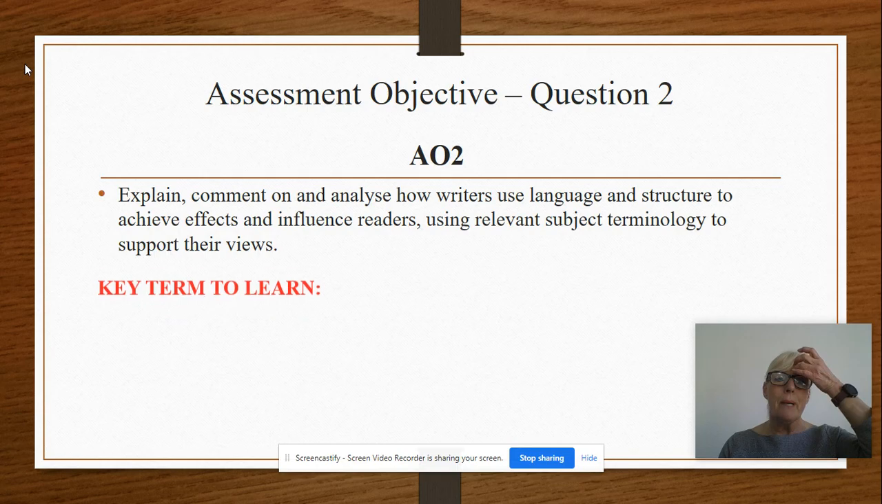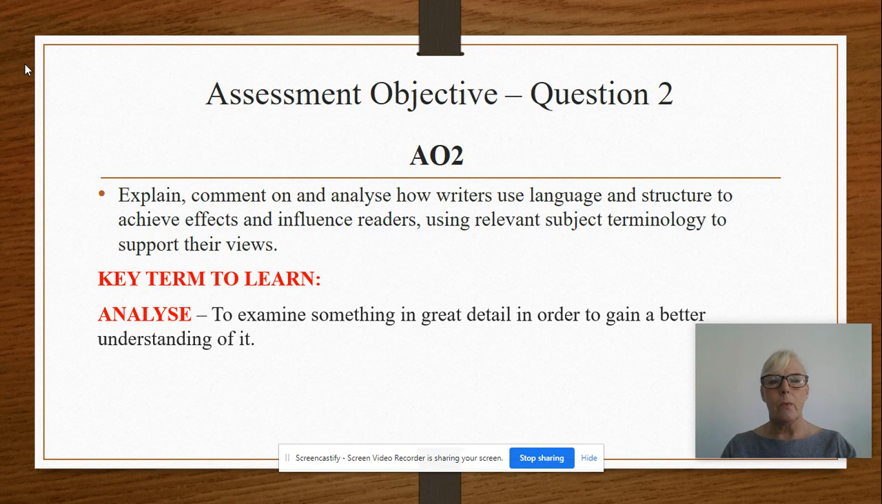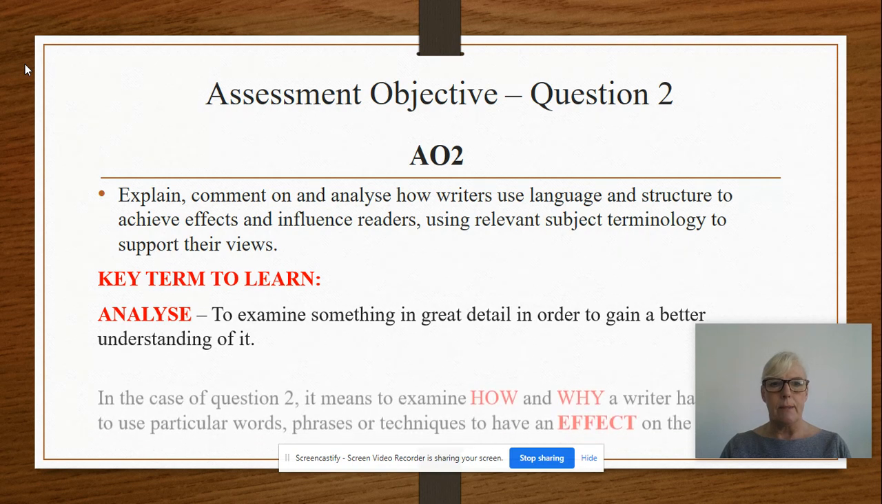So a key term that we might need to learn here is the word analyse. So what does that actually mean? It means that when you're going to have a look at language, we're going to take a piece of language and examine something in really great detail in order to get a better understanding of it. And in our case, it's to get a better understanding of the effect that it has on us as readers.